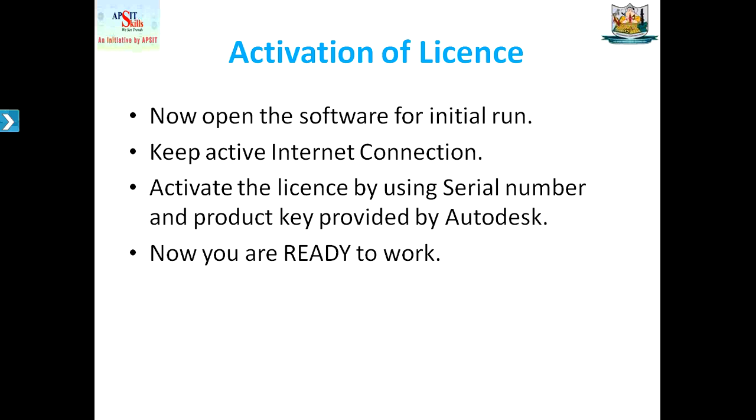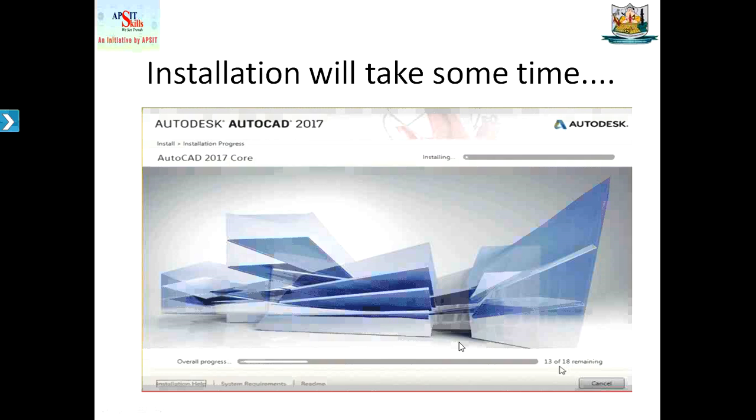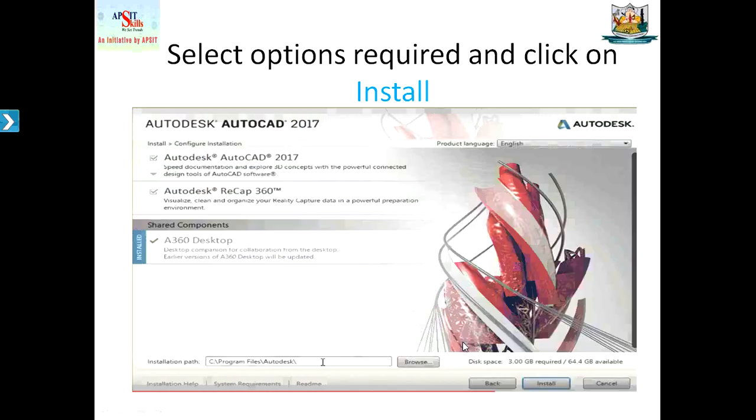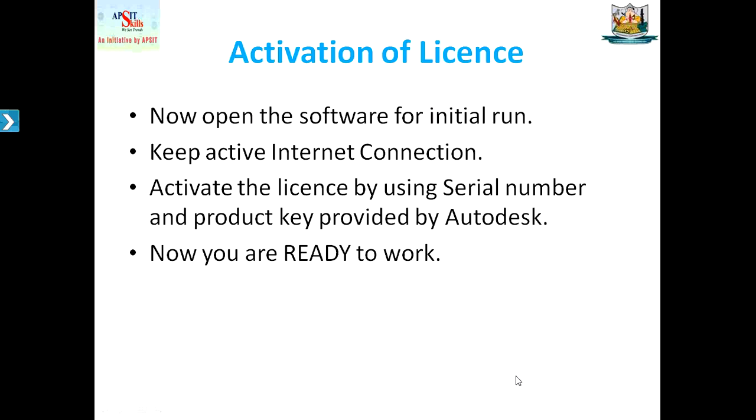After installation you will get the message of finish. In this window we will get the finish option. Click on finish, and then we have to open AutoCAD. Now we will get the icon on the desktop, AutoCAD 2015, 16, 17, 18, whichever version we have installed, that icon will be there. So we have to right click on that icon, open that software, and the license agreement window will be there.